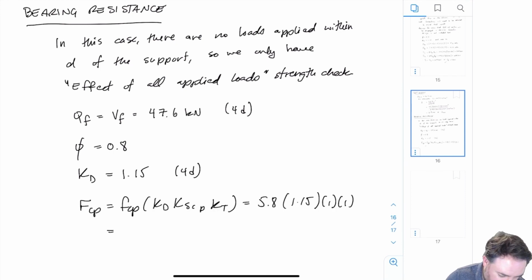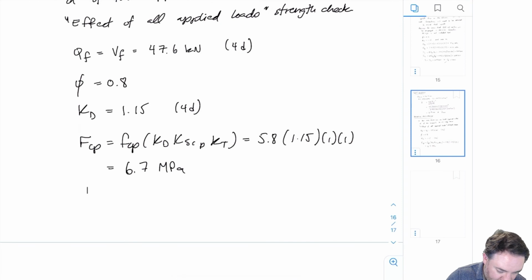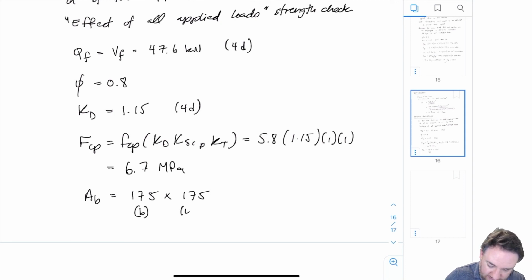So there's no KH factor for compression perpendicular. So I just multiply my input value times 1.15 for the KD. And my AB, which is my bearing area, equals 175 times 175. So this is my B here. That's my width of my beam. And this is the CLT length, basically. CLT bearing length.